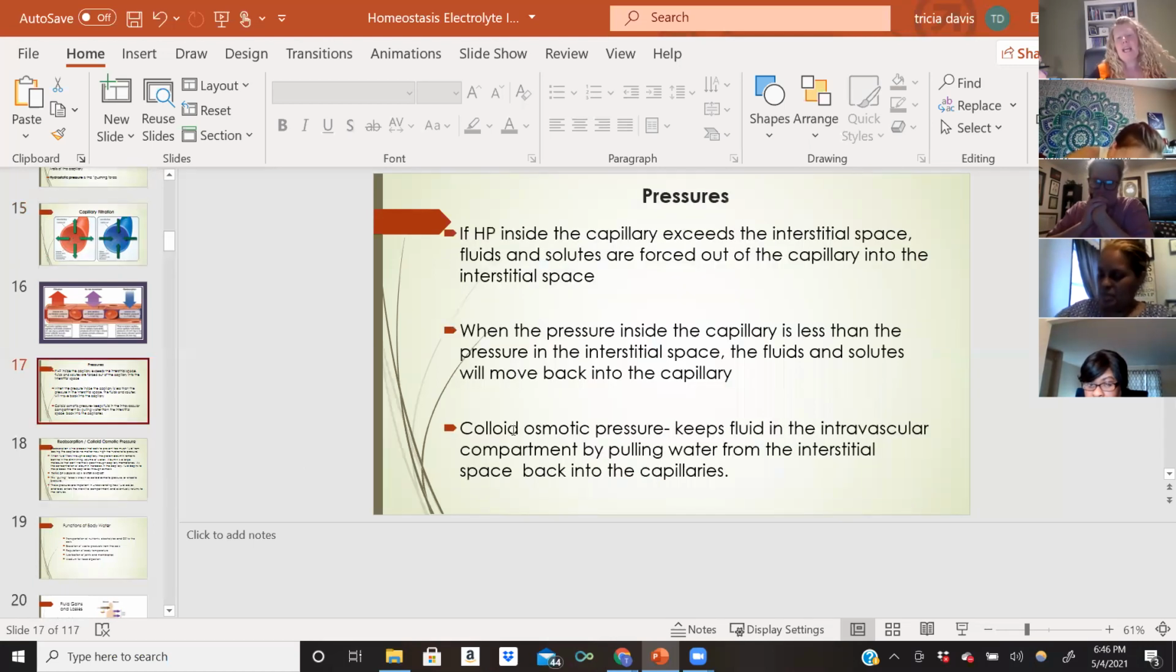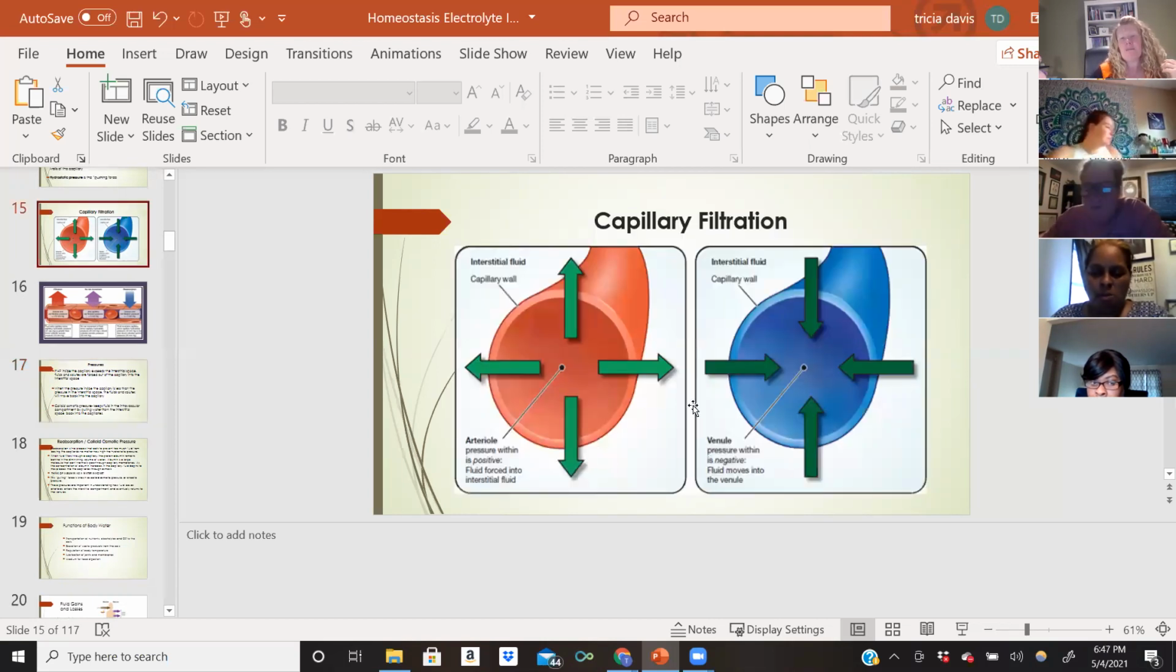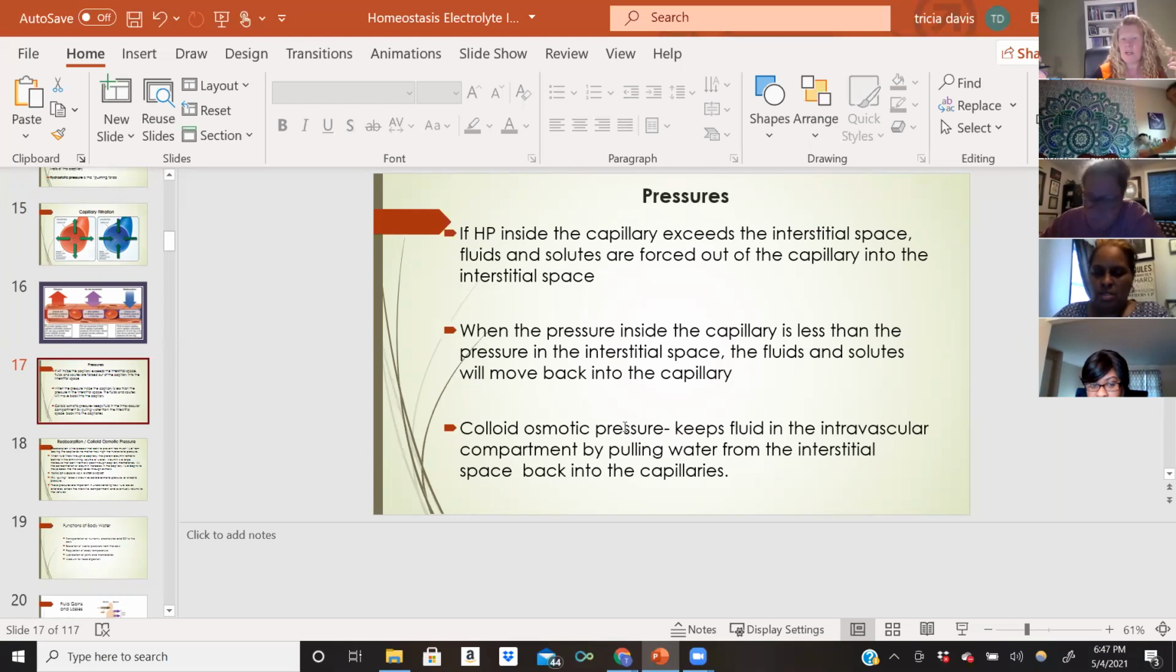With the arterial end, the pressure is higher in here, it's going to force things out into the interstitial fluid, okay? Now, when we talk about colloid osmotic pressure, this keeps fluid in our intravascular compartment by pulling water from that interstitial space back into the capillaries. It's going to pull from the interstitial area back in. Okay, we call that colloid osmotic pressure.